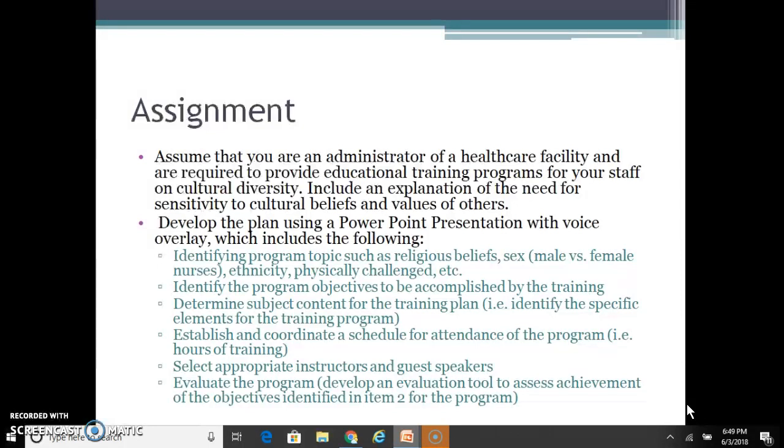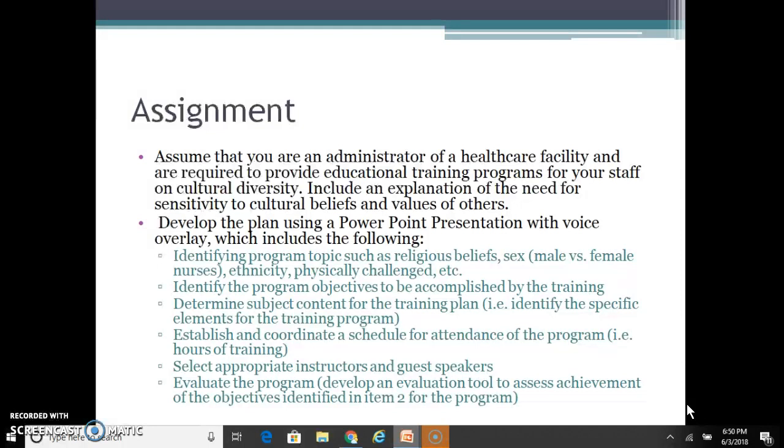Establish and coordinate a schedule for attendance of the program. How are you going to get everybody to go there? If it's a 24/7 facility like a hospital, who's going to cover for the people that are supposed to be taking care of the patients? Select appropriate instructors and guest speakers. Do you need to have subject matter experts, or simply can you give it yourself after you've done some research?